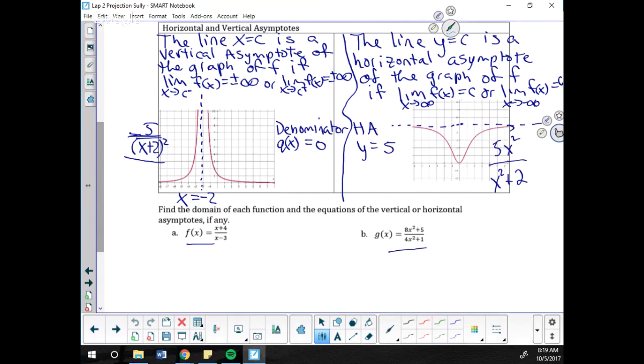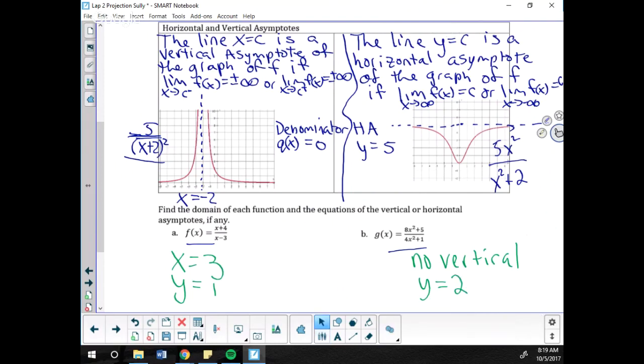When we discovered these two, A and B, what did you get your vertical asymptote to be? X equals 3. So you got x equals 3 here. And your horizontal asymptote? Y equals 1. How about over here for g of x? What did you get your horizontal, vertical? None. So no vertical. And what about your horizontal? 2. Y equals 2.